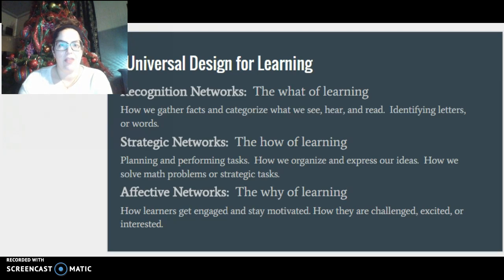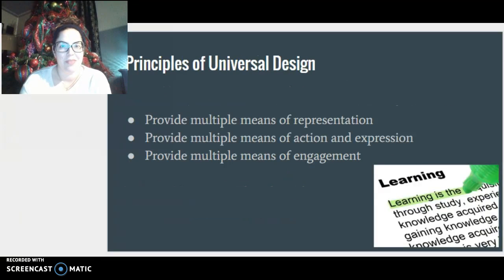The recognition networks, that's how we gather facts and categorize what we see, hear, and read. It would be identifying letters and words. The strategic networks, that's the how of learning, the planning and performing of tasks, how we organize and express our ideas, and how we solve problems. Affective networks, the why of learning, that's how learners get engaged and stay motivated, how they are challenged, excited, or interested, and that's something that is very helpful to know, I have found in the classroom.